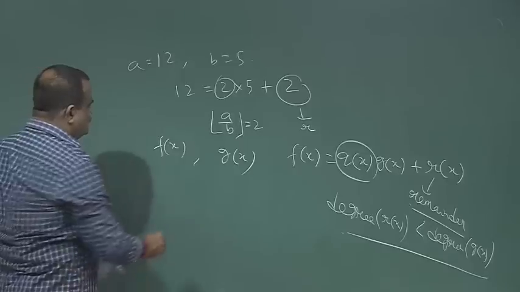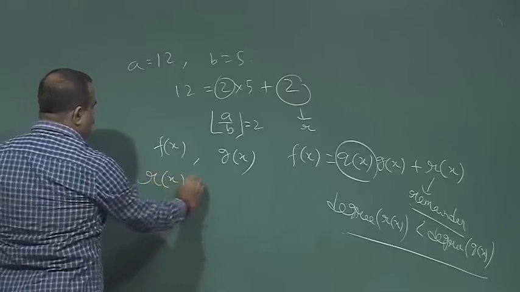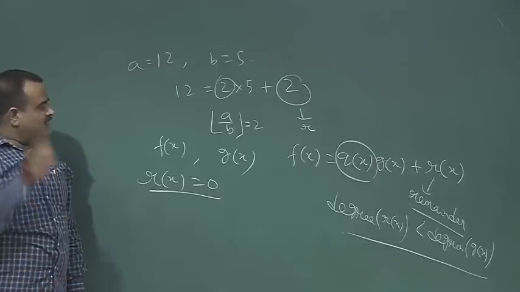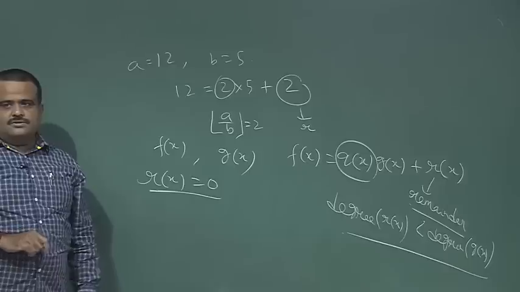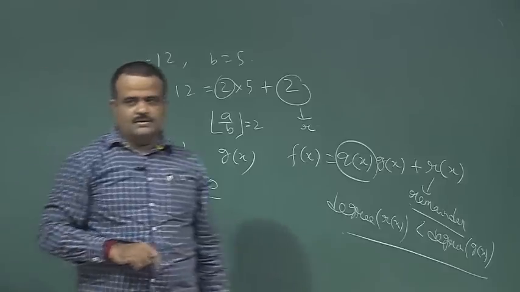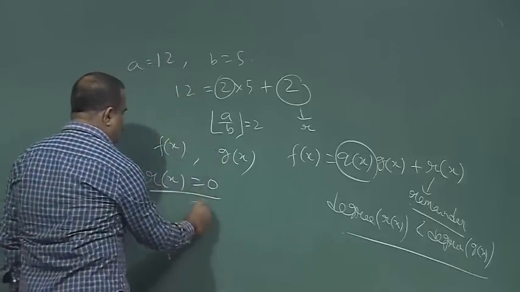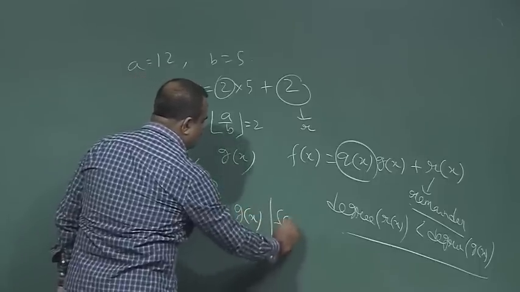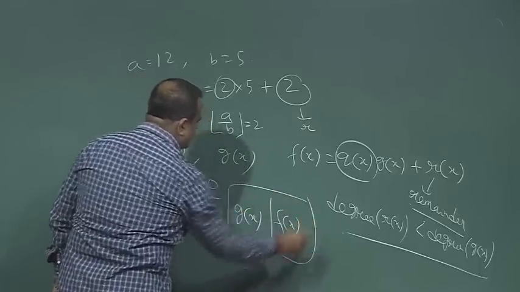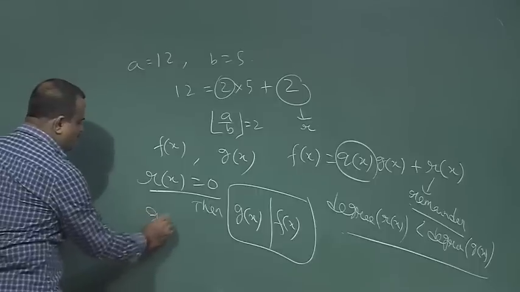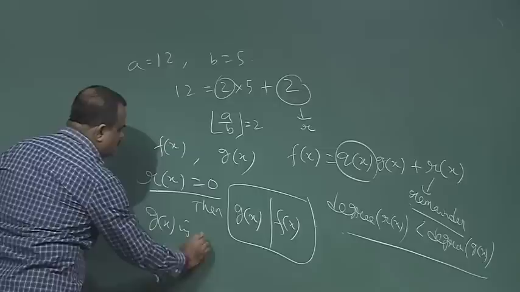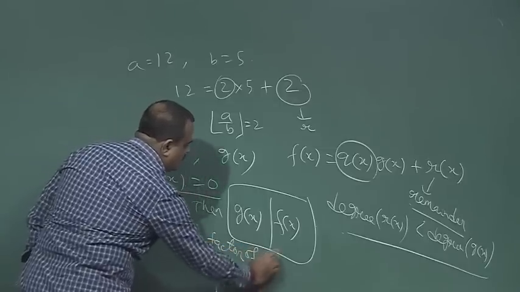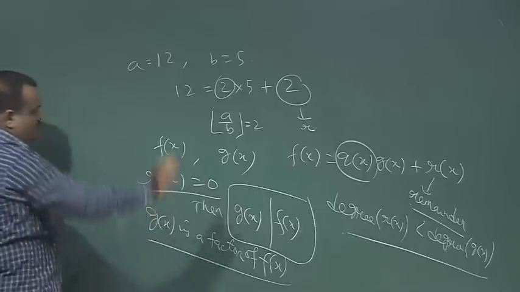Now, if r(x) is 0, then we say g(x) divides f(x). That means g(x) is a factor of f(x). Okay.